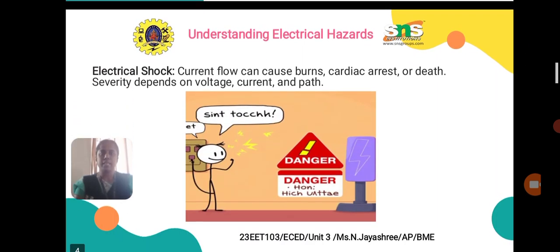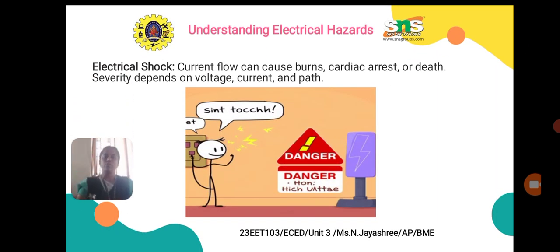Understanding electrical hazards. Current flow can cause burns, cardiac arrest, or death. Severity depends on voltage, current, and path. This is what the circuit represents. The current flow causes burns. It may cause burns or cardiac arrest, or some people may die. The severity depends on voltage, current, and the path.